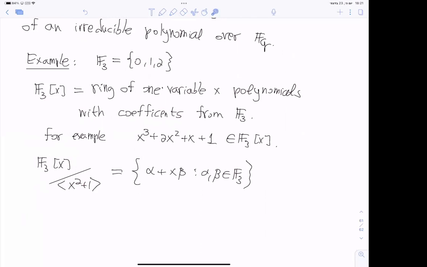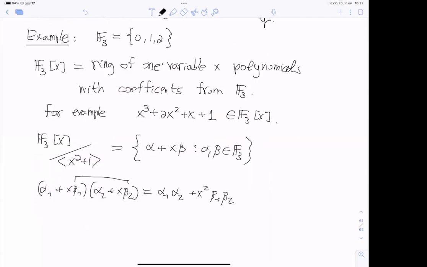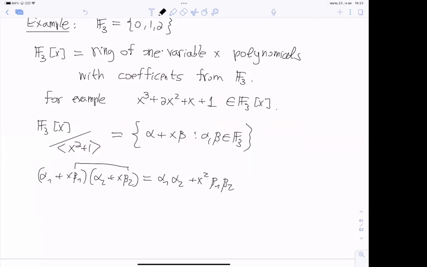Okay, why do I say that all elements here are of this form? Because if you take such an element and you multiply it with another such element, what do you get? You get alpha 1, alpha 2, and then x squared beta 1, beta 2. What will I write instead of x squared? I will write -1, because in this quotient, x squared plus 1 is 0. So x to the power of 2 is -1.